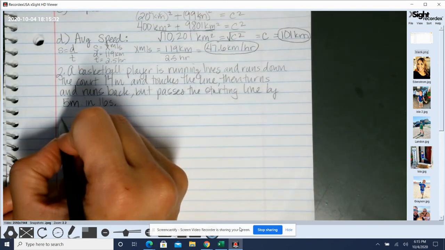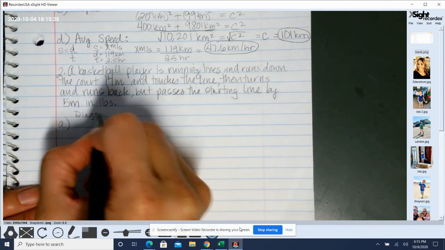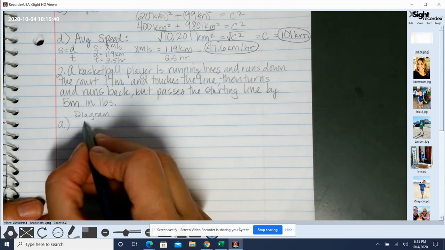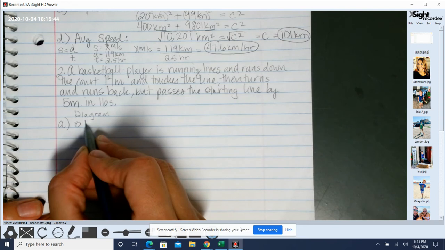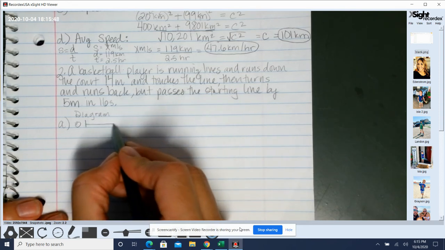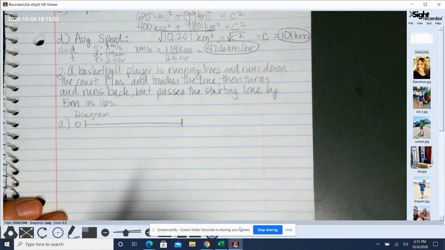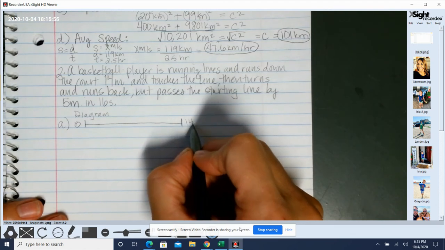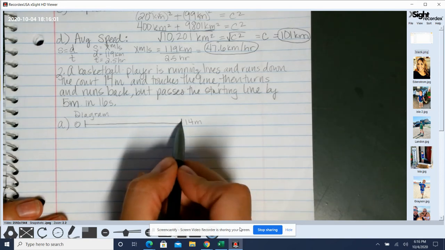So in this case, we're going to diagram the line that the basketball player did. So they are going to start at 0 and they're going to run down to the starting line, to the end line and touch it. So if you've ever been in basketball and had to run lines, that's what you do. That is 14 meters. And they're going to turn around and run back.